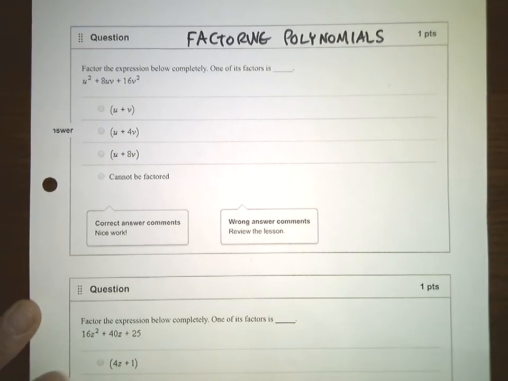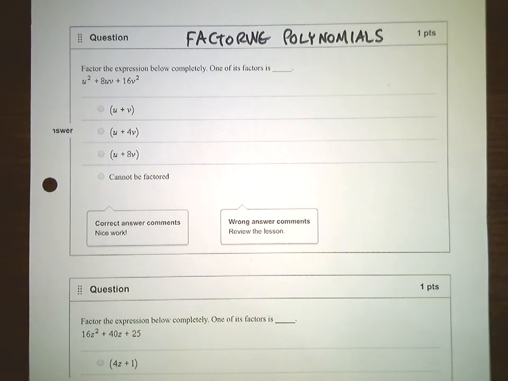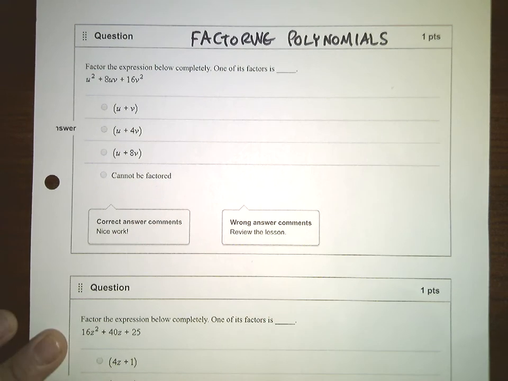Alright, so here is the first polynomial we're going to factor today. It's u squared plus 8uv plus 16v squared. So this has three terms here.